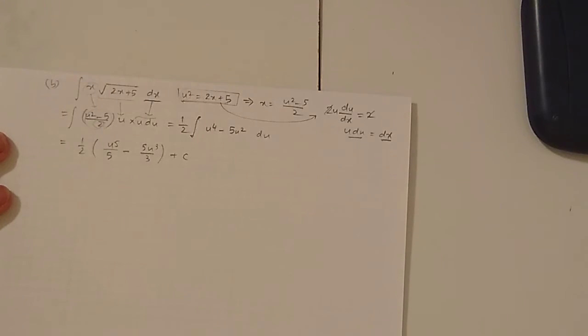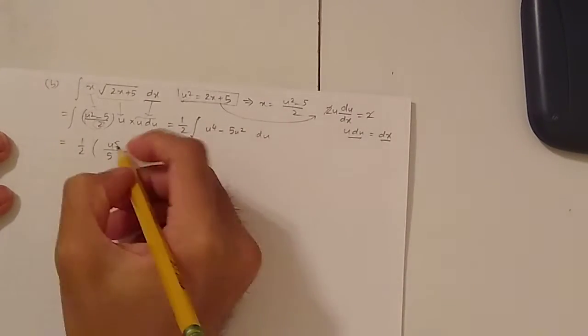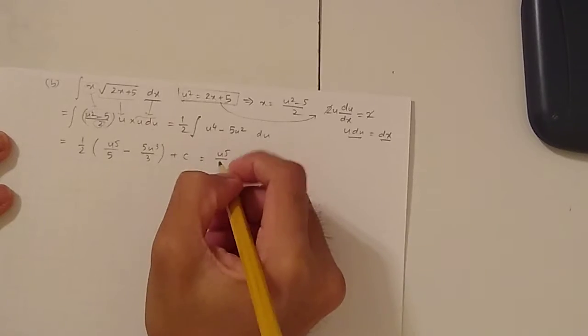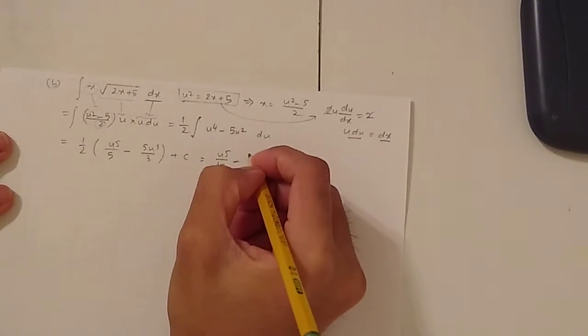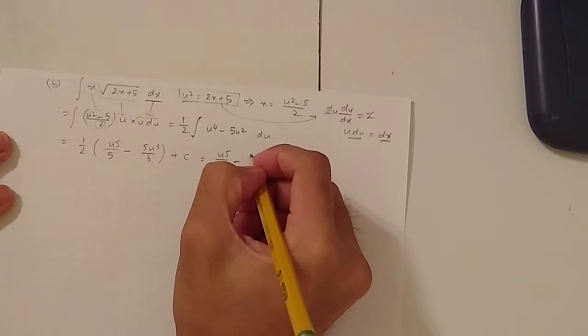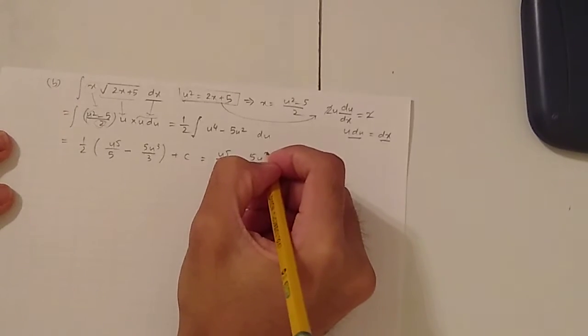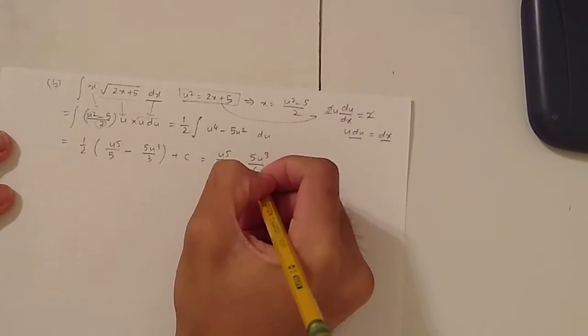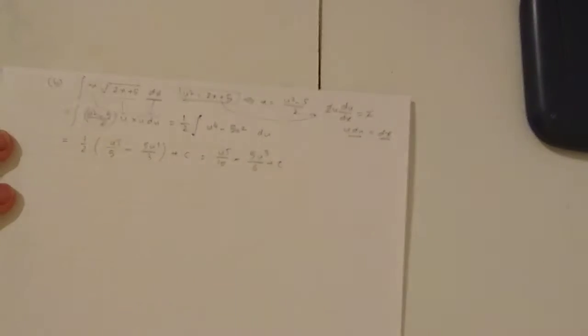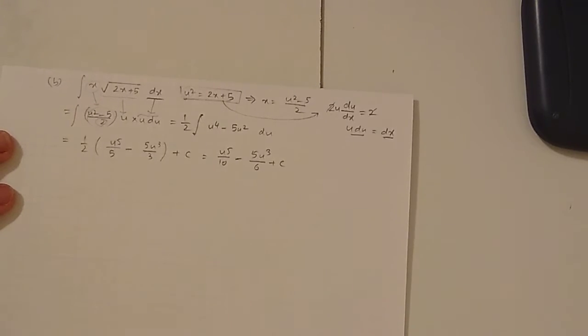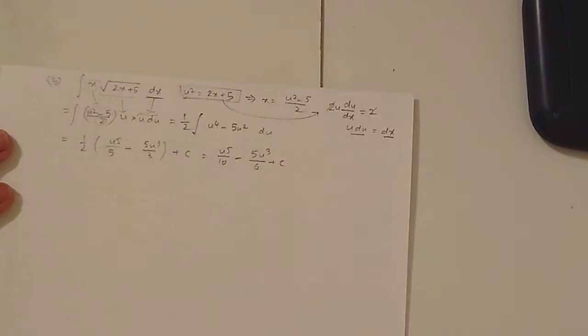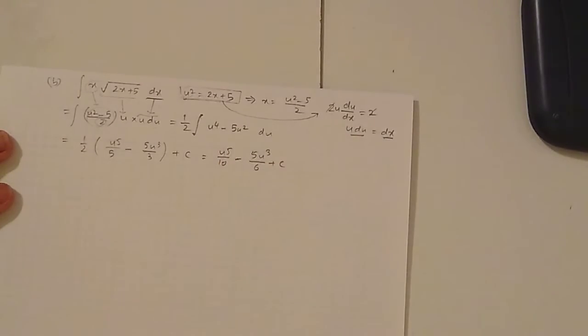Simplifying the expression, we get u raised to 5 by 10 minus 5u raised to 3 by 6 plus c. Now even though you're done with the integration, the final answer needs to be in terms of x, so we need to reverse the substitution. Notice that u squared is equal to x plus 5. Here you have u raised to 5.